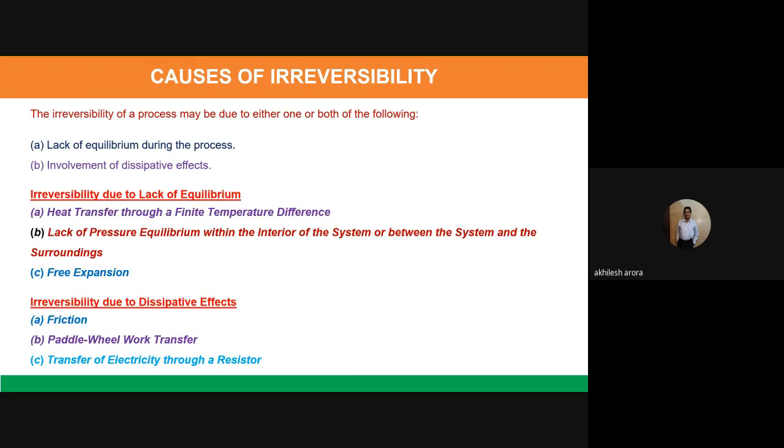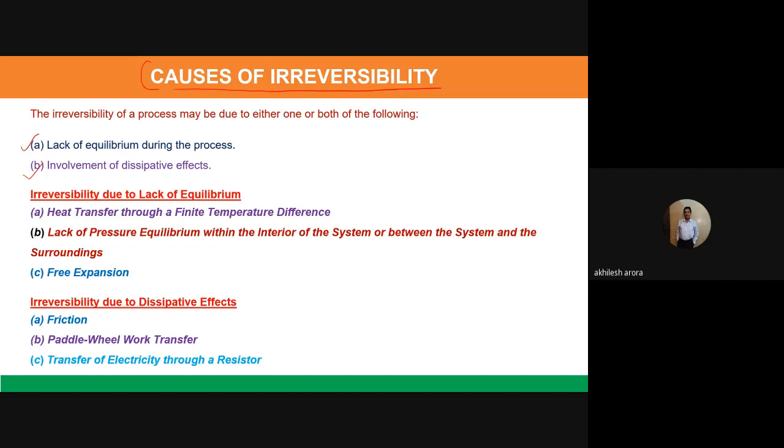The irreversibility of a process may be due to one of the following. So here we are going to read about the causes of irreversibility. You need not go into the depth, you just need to remember these things. The first one is the lack of equilibrium during the process. It leads to irreversibility. The second is the involvement of dissipative effects.